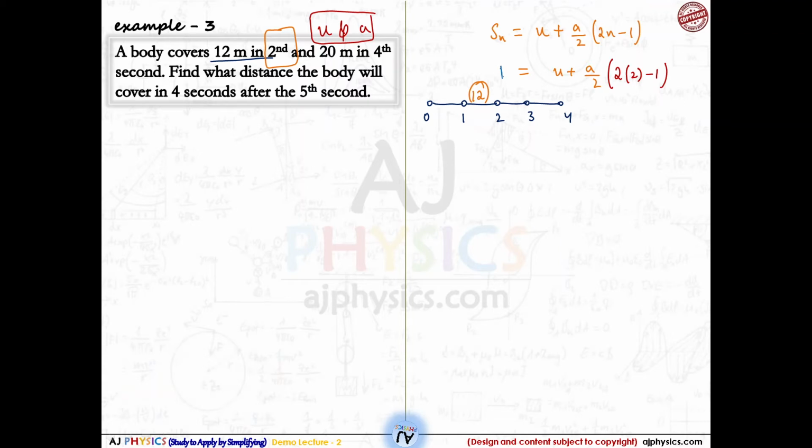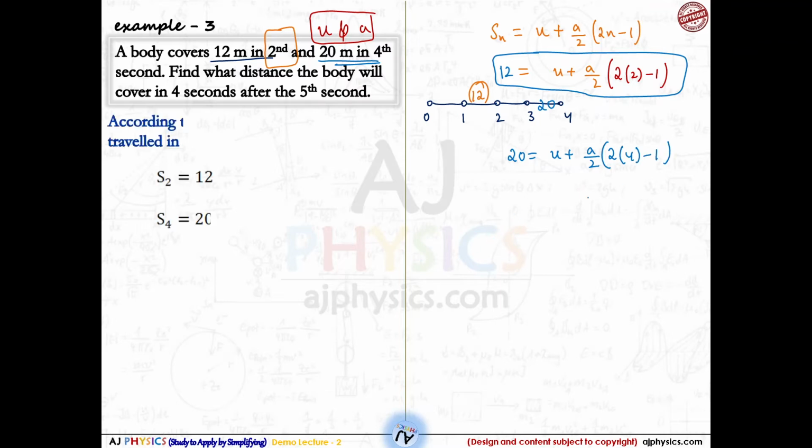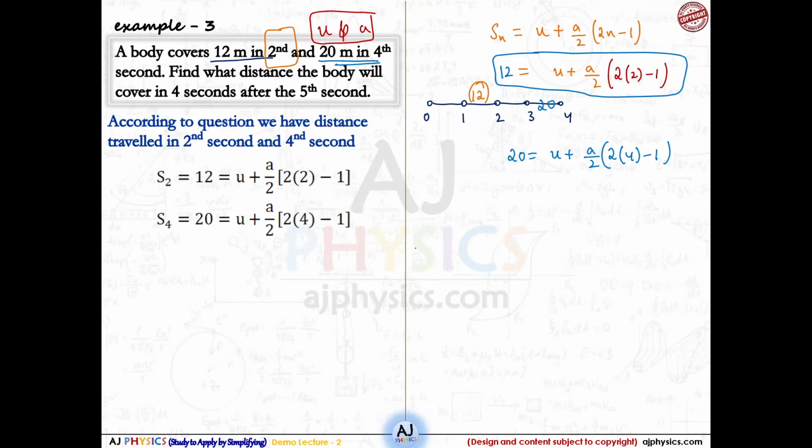Like the distance covered is 12. So you can solve this equation here. And the second situation is given like 20 meter in the fourth second. So this distance is given as 20. So we can make the second equation also. 20 is equal to u plus a by 2 multiplied by 2 multiplied by 4 minus 1. Okay. So these are the two equations which we have in this situation.